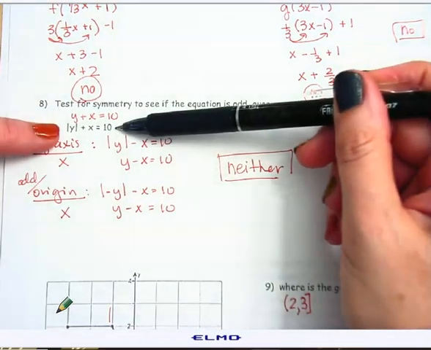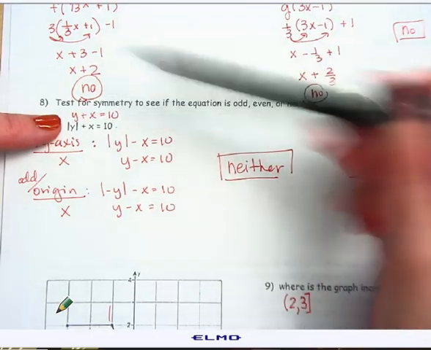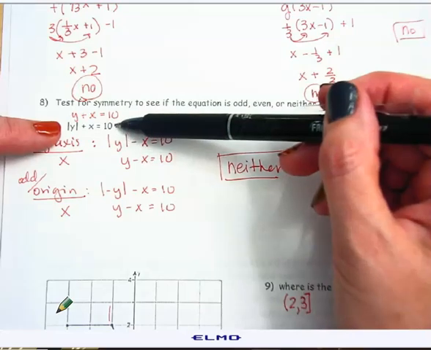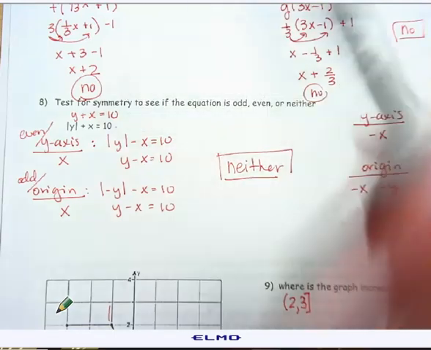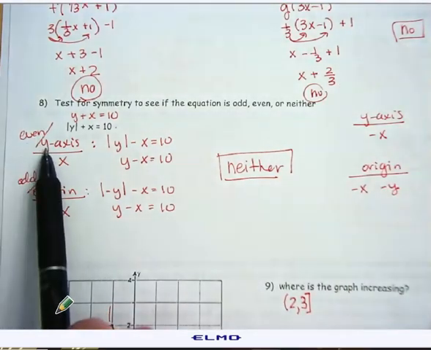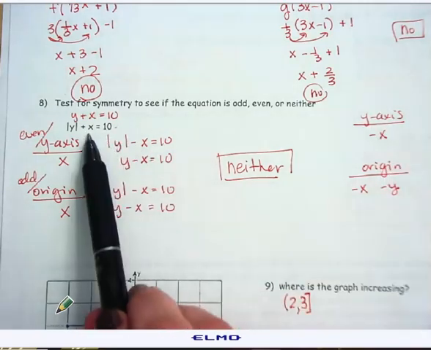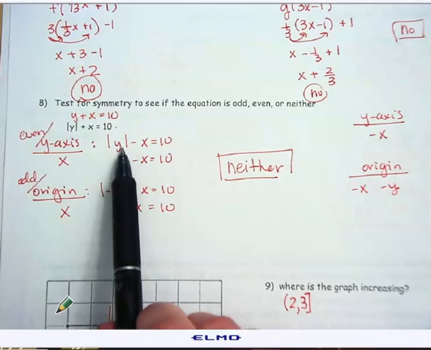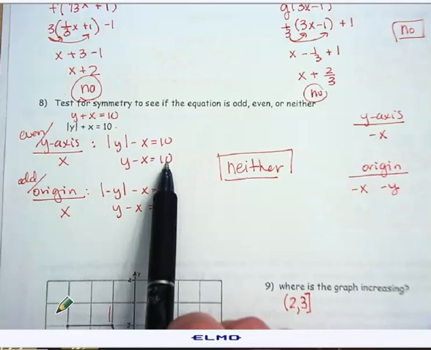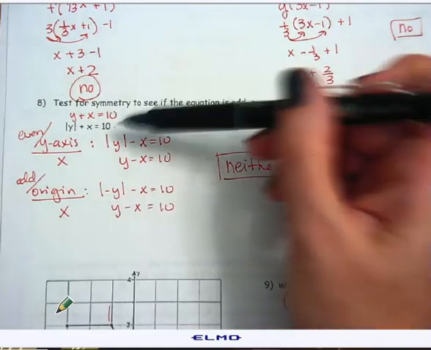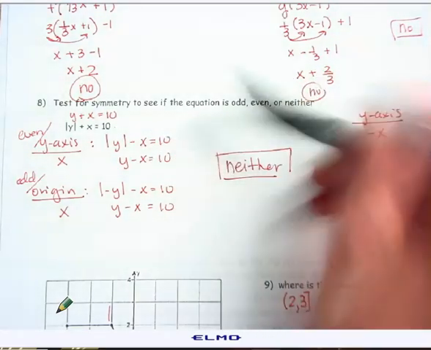First, I took the original equation, simplified this absolute value to just y. So after simplifying, the original equation is equal to just regular y plus x equals 10. So for our even test, which is testing for symmetry over the y-axis, we just plug in negative x wherever there's an x. So I put negative x there. I have absolute value of y minus x equals 10. The absolute value simplifies to just y. So y minus x equals 10 does not equal the original equation, so it fails the even test.